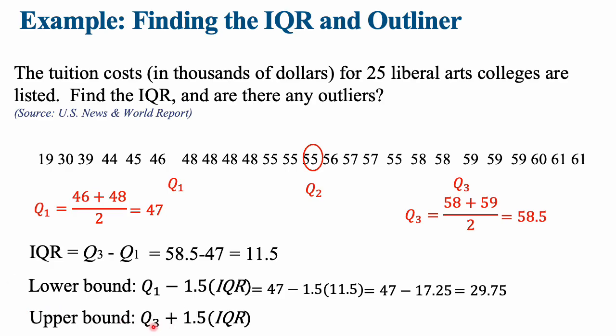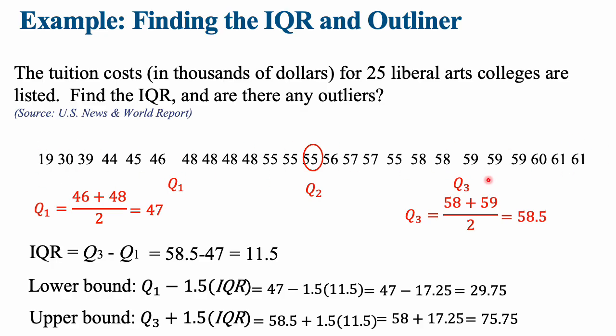Upper bound is Q3, the third quartile, plus 1.5 times IQR. Q3 is 58.5 plus 1.5 times 11.5. Do this one first, I said: 58.5 plus 17.25, that's going to be 75.75. Now, you find the lower bound, you find the upper bound, go back to the data set.